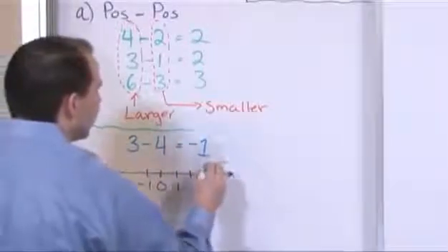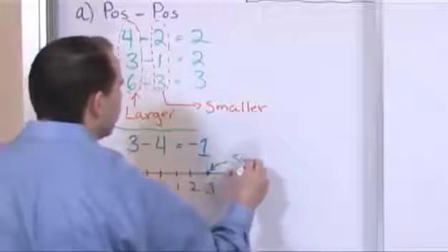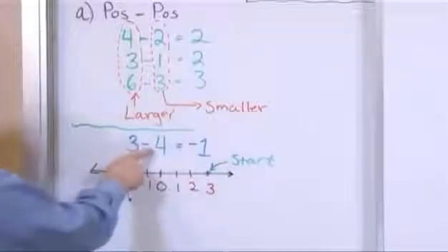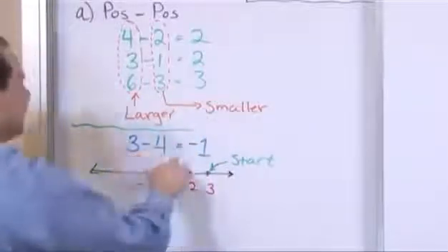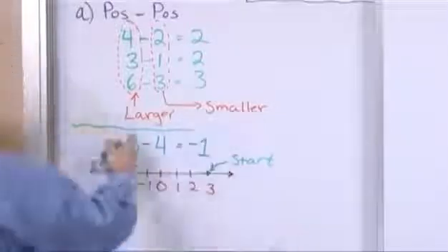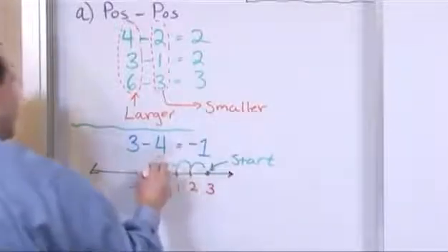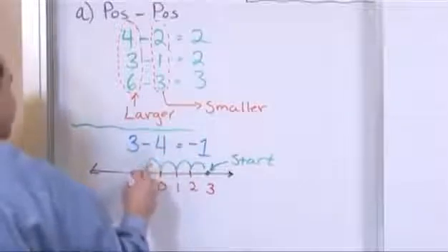I'm going to put a little arrow to remind you that I'm starting here. Right? And I need to take away 4. Now, since I'm subtracting 4, I'm going to go this way on the number line, smaller on the number line. 1, 2, 3, 4. And I land right here on -1.